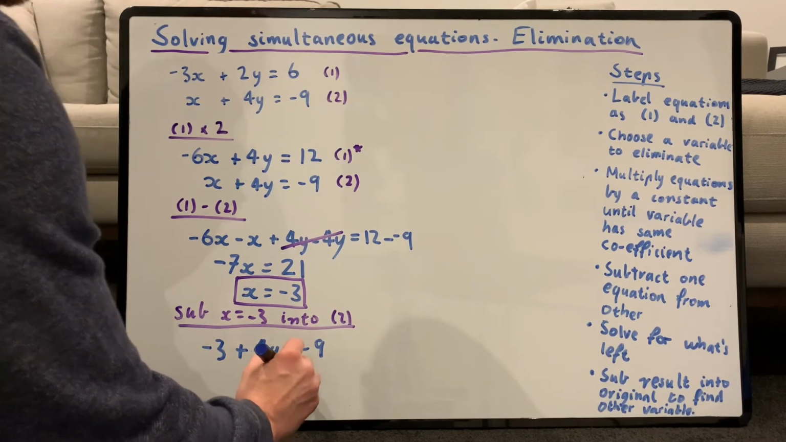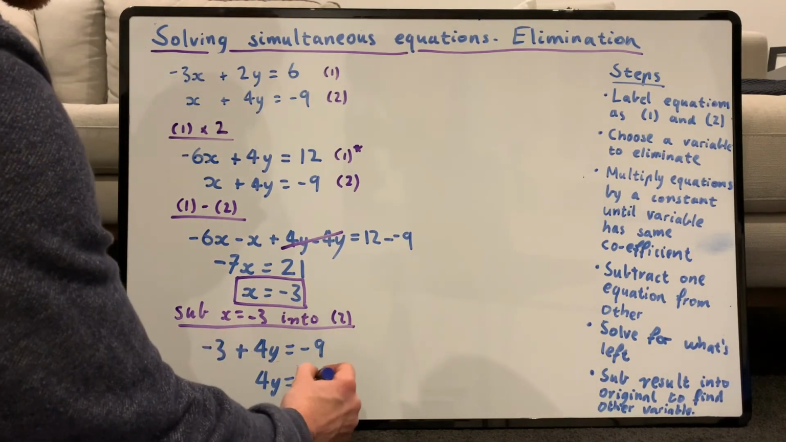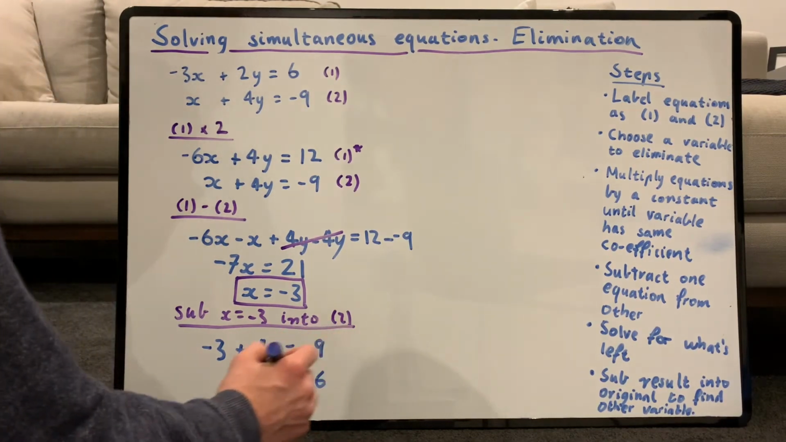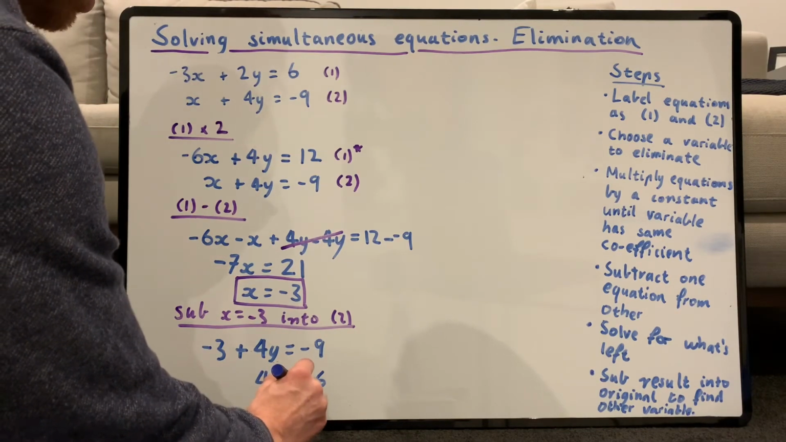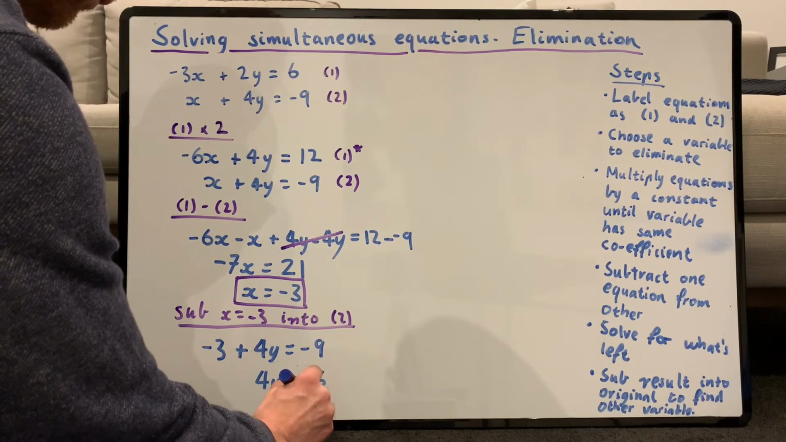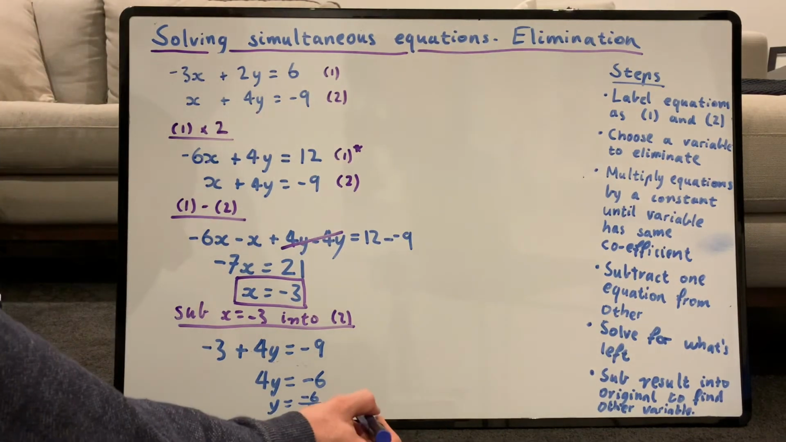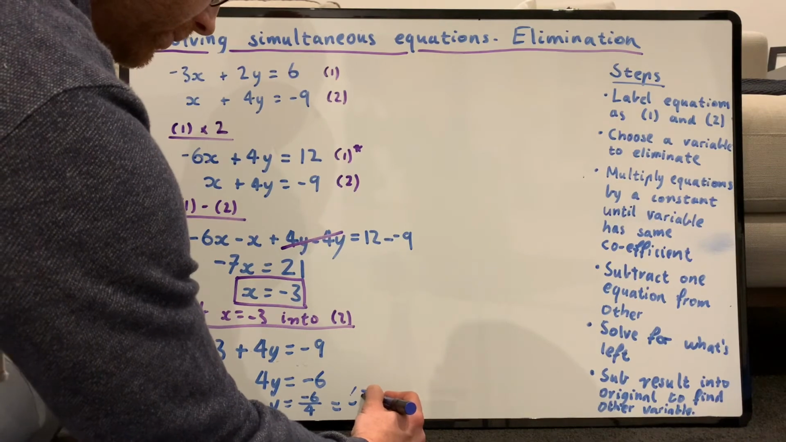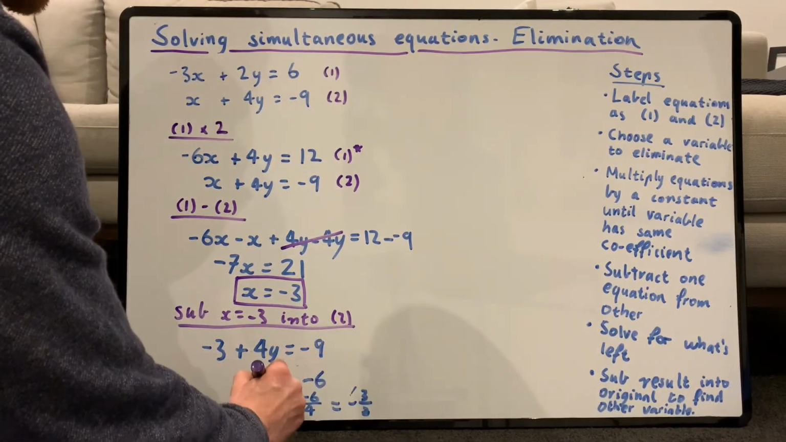4y equals, well, we're getting rid of this, so we're going to plus 3 to both sides. Negative 9 plus 3 is negative 6. Divide through by 4. Negative 6 on 4, which is negative 1.5. Or negative 3 on 2. Okay, that's good.